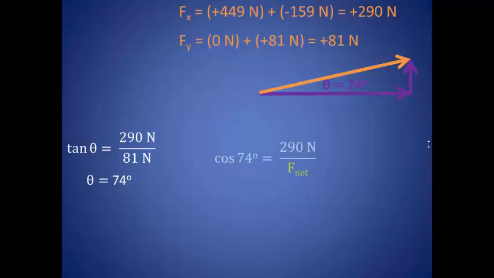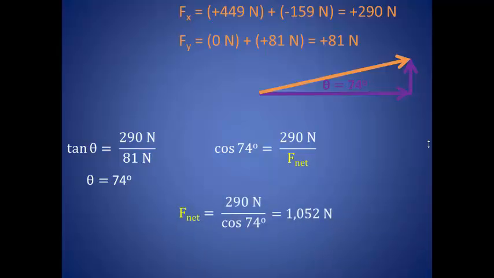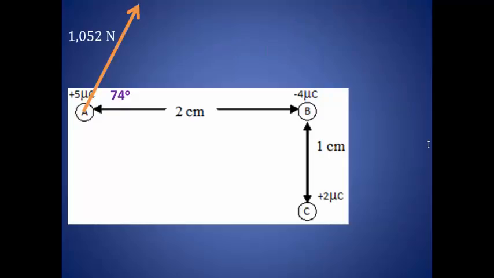Now that we have our angle, we can use either the sine or cosine function to calculate the magnitude of the resultant force. A little rearranging and some calculating, we find the net force acting on particle A to be 1,052 newtons. So going back to particle A, we can visualize the net force acting on the other two particles as being 1,052 newtons at a 74-degree angle from the positive horizontal.